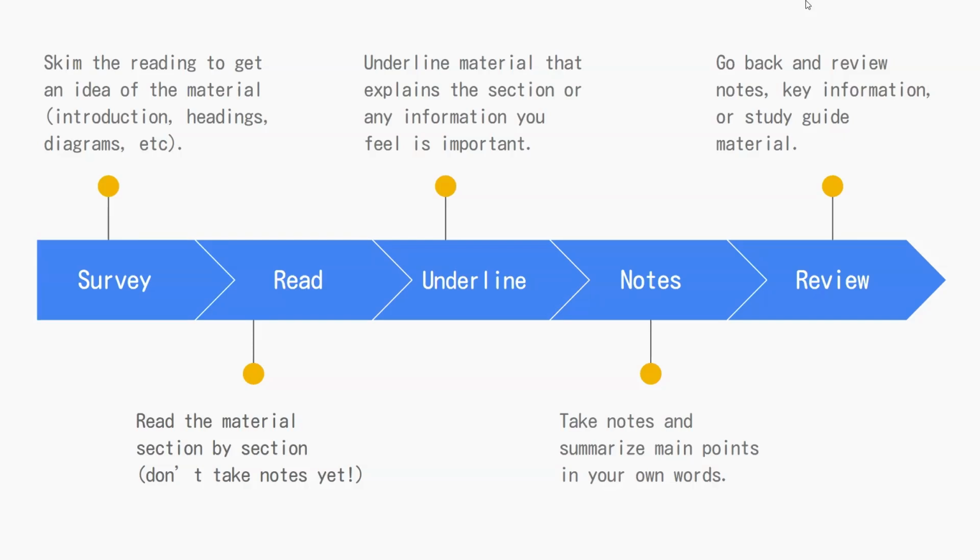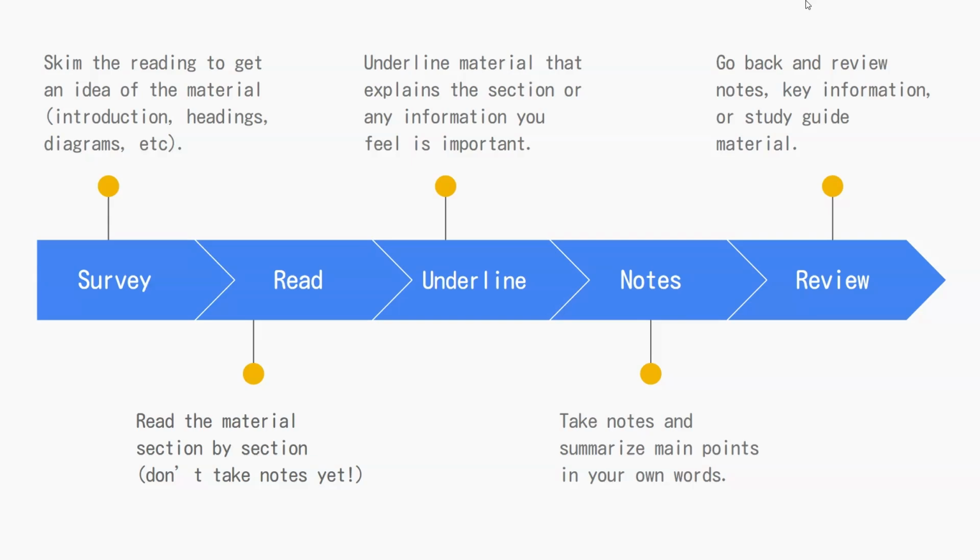And sometimes it helps to write out the title of each section for retaining the information within it, but you won't actually be writing notes yet. The next step is to underline, and you'll just be underlining or highlighting any material that explains the section that you just read or any information that you felt was important. And then you'll finally be able to write your notes.